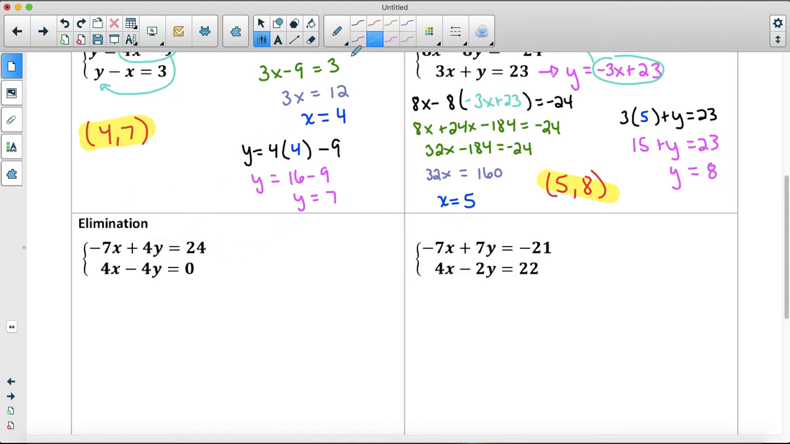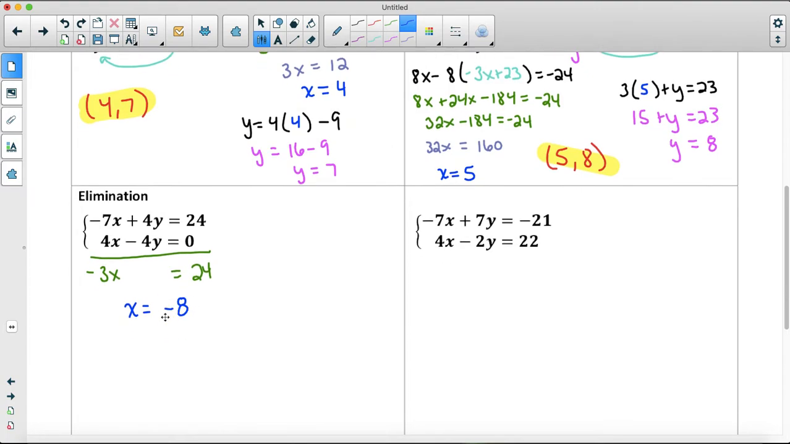So we can actually combine these equations, because negative 7x and a positive 4x is a negative 3x. 4y and a negative 4y is 0, so those eliminate. Then we have 24 and 0, which combine to 24. We would solve for x by dividing by negative 3, so x will equal negative 8.